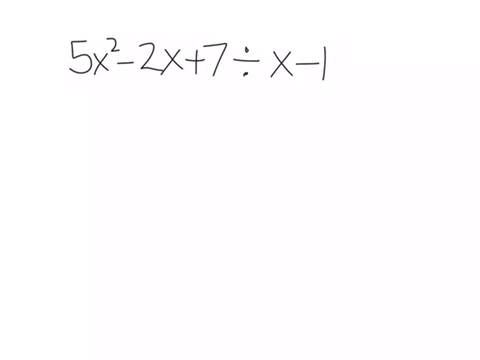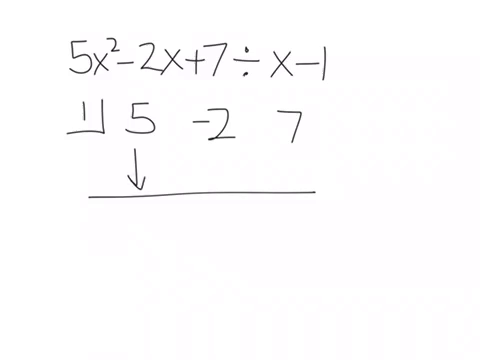And here's another example. This one will have a remainder though. Again, we're just going to think in our heads, what would make x minus 1 equal 0? The answer to that is 1. So 1 goes in the box. Then we put the coefficients across the top, paying attention to the negatives. Bring down the 5.